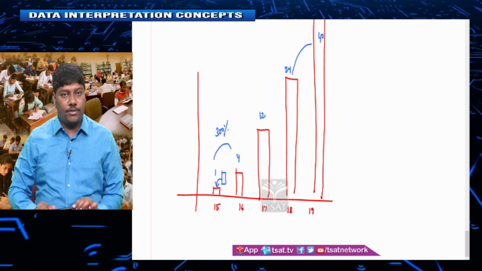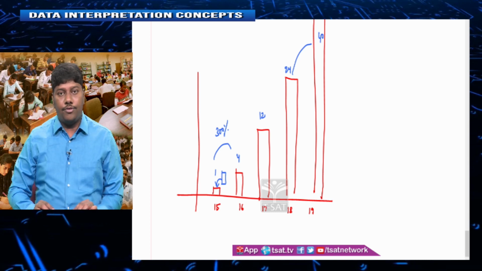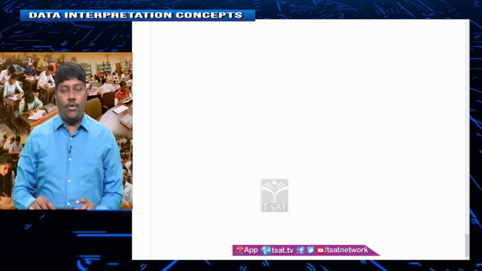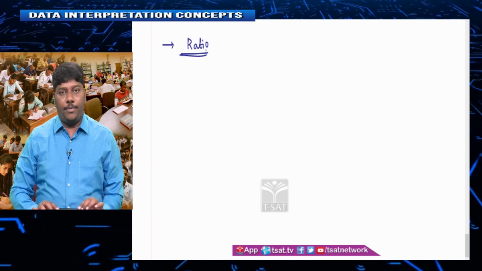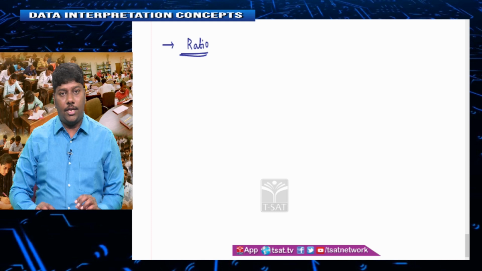So be careful when you do percentage increase and decrease. It is not about values increase and decrease. They will ask you percentage increase and decrease. Now after this, you have ratio and proportions also. How will ratios be useful in your data interpretation?